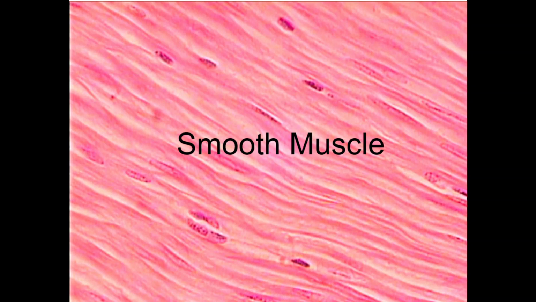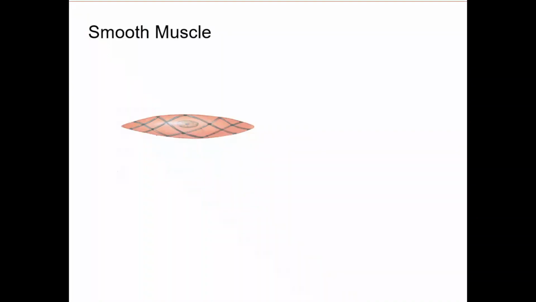We introduced smooth muscle when we talked about arterioles in the previous lecture and the important role that arterioles play with regulating blood flow. So let's take our time now to review the physiology of smooth muscle.